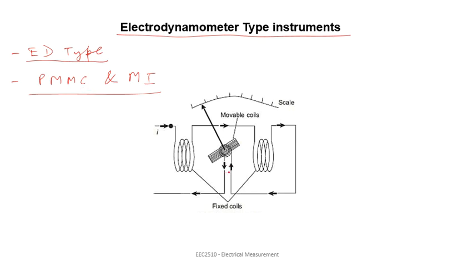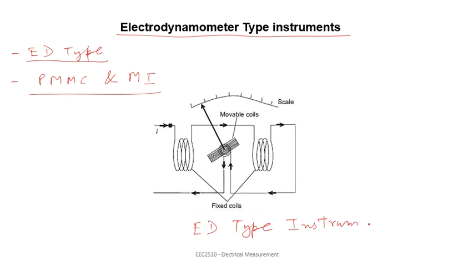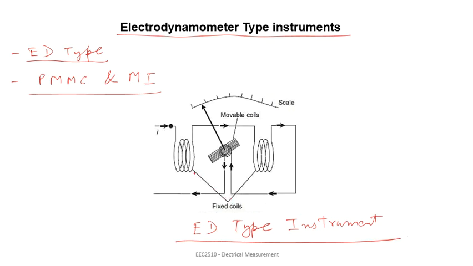This is actually the figure or the circuit of a general electrodynamometer type instrument. There are two fixed coils, one is this, another one is this. These two are connected in series, and there is a moving coil also in between them. So this is a moving coil, the pointer and the scale are shown in this figure.